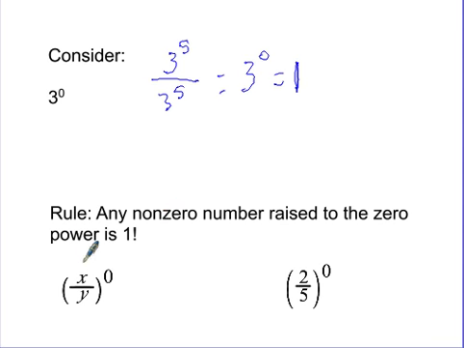And so if you have x over y to the 0 power, what is it? It's just 1. What is 2/5 to the 0 power? 1. It's simple. You just have to remember, anytime you see that 0 exponent, you don't have to think about anything else. You don't have to work it out. It's just 1.